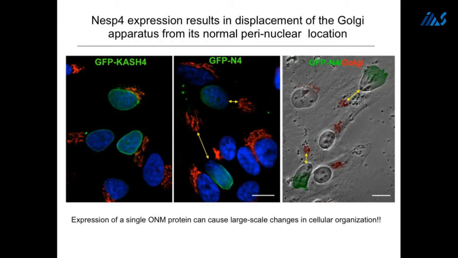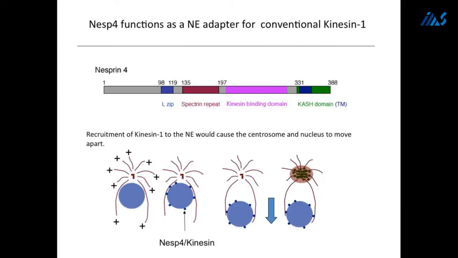So the point I want to make here is that expression of a single outer nuclear membrane protein, a LINC complex protein, can actually cause large-scale changes in cellular organization, which, at least to me, was quite a startling effect. So what can we say about Nesprin 4? Nesprin 4, it turns out, is a kinesin binding protein, and we've been able to show this using a whole variety of methods. We know that the kinesin binding domain is in this membrane proximal region.